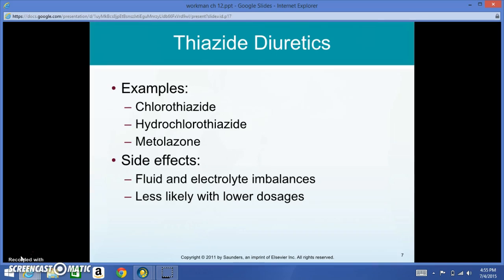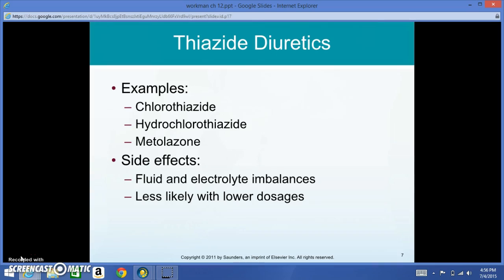So here is a subclass: thiazide diuretics. Thiazide drugs are the first line choice of drugs that a doctor will prescribe if you are a newly diagnosed patient with hypertension.